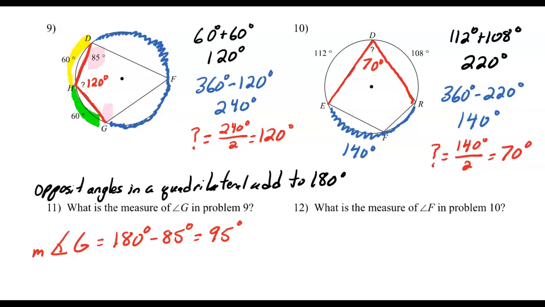Now that I know angle D is 70 degrees, angle F and angle D add up to 180 from yesterday's class notes. So angle F is 180 minus 70, or 110 degrees.